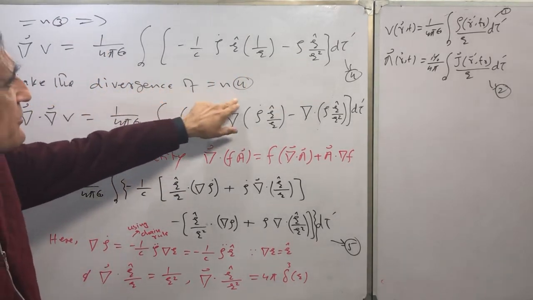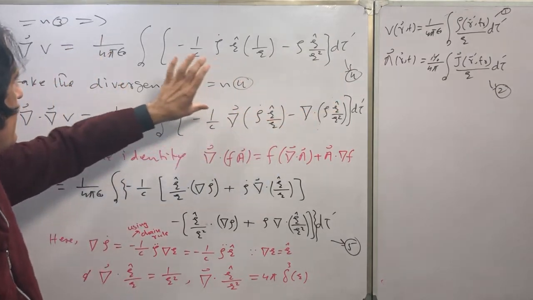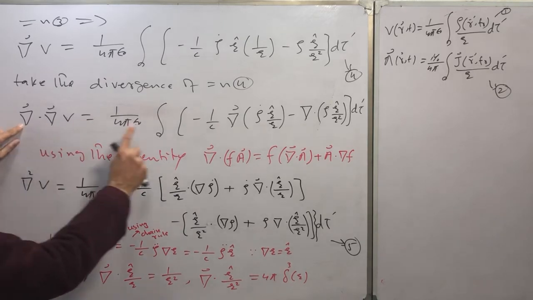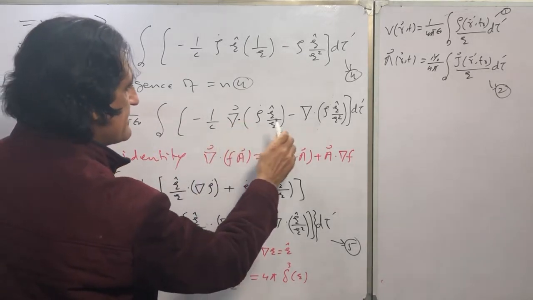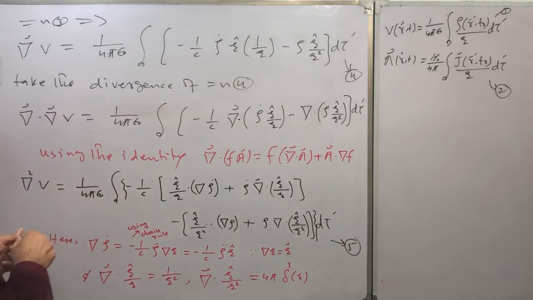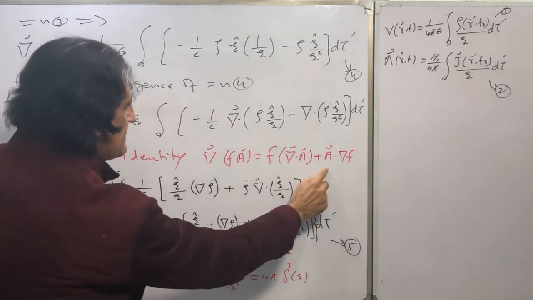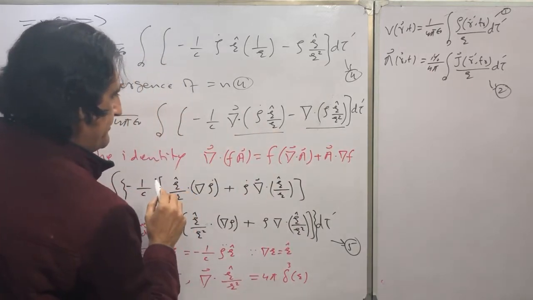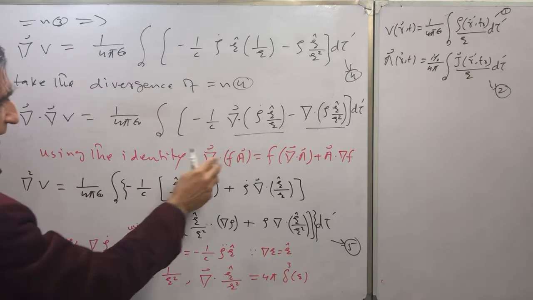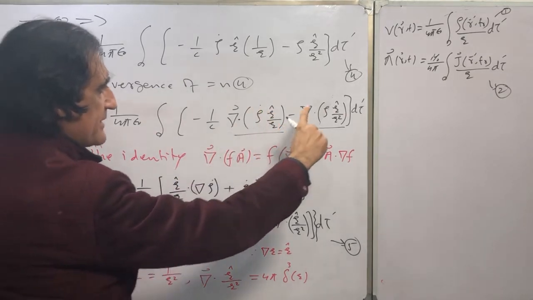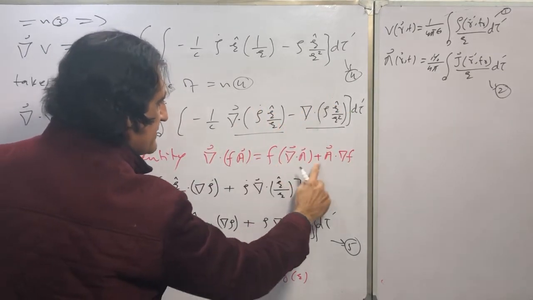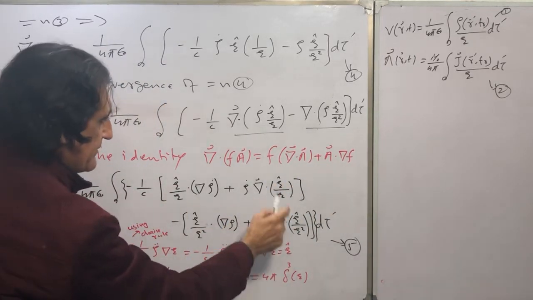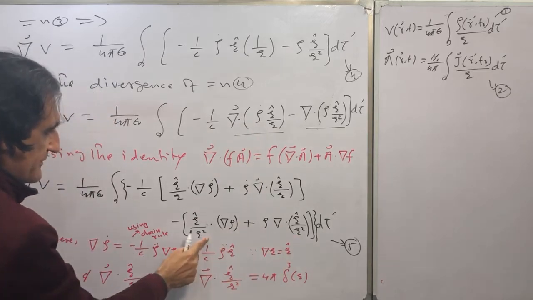Take the divergence of equation number 4. This is equation number 4 and I want to take the divergence on both sides. So divergence of this, divergence of this and divergence of this. And now using this identity and applying it for this one and for this one, we have two terms from this and two terms from this, because this is the identity.